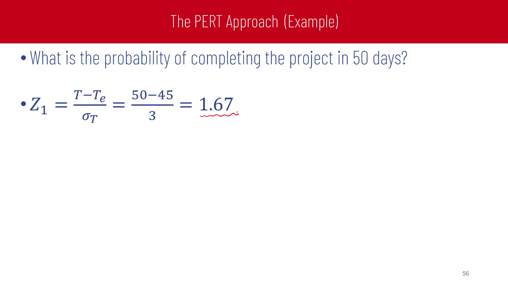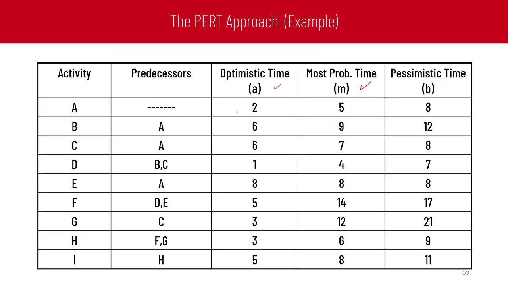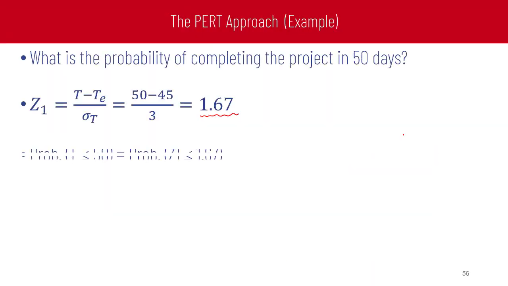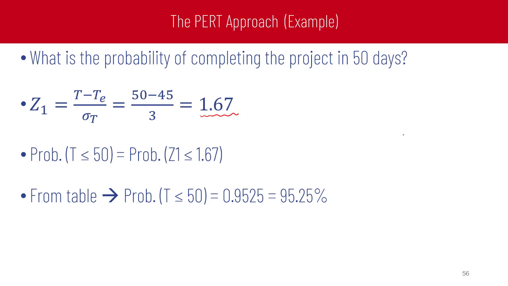To obtain the probability from the table for 1.67, we go back to the probability table. 1.67 means that we will go in this row until we meet the 0.07 coming from the top, because our number is 1.6. 1.6 is found here, and the 0.07 is found from the top. 0.07 meets 1.6 here, so the probability is 95.25. That is the answer to this question.